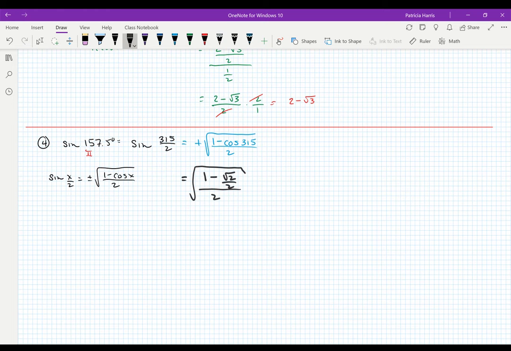All under that big old square root. Okay, we have to find our common denominator. Change that 1 to a 2 over 2, like that. And again, we have that big old square root. So common denominator, so it looks like this.